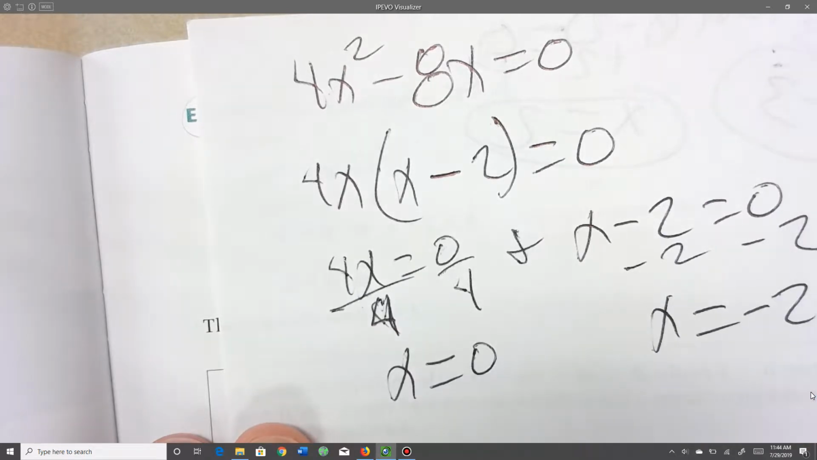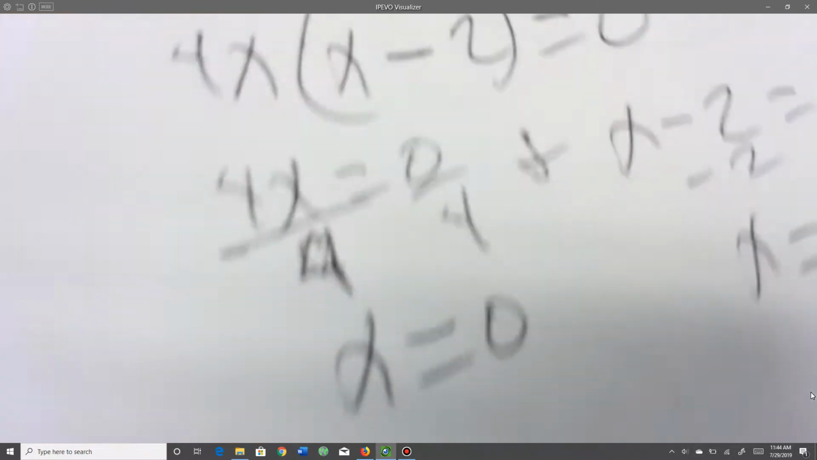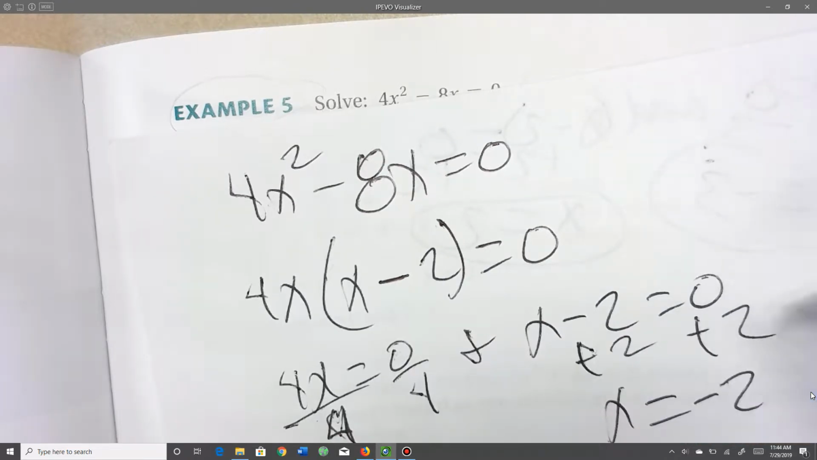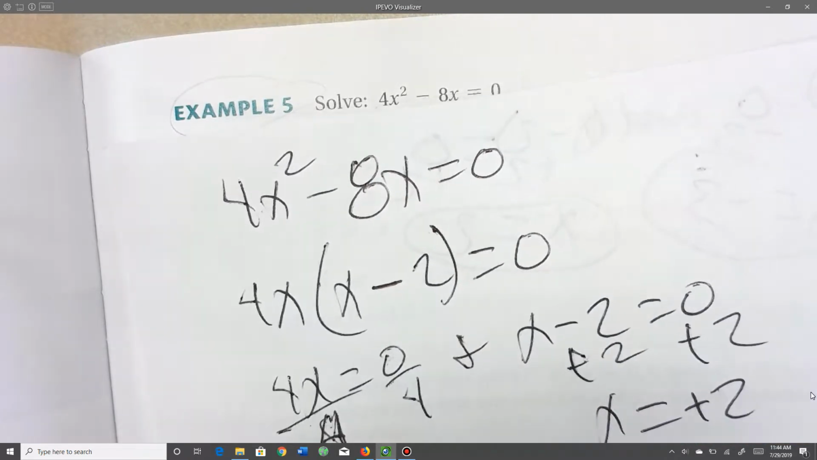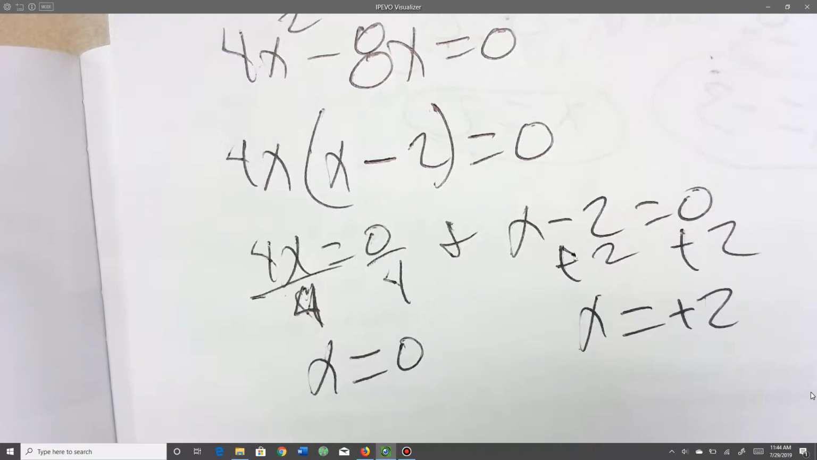X equals negative 2, I mean, I have two answers. I mean positive 2. I need to add positive 2. So my answer is positive 2, not negative 2.